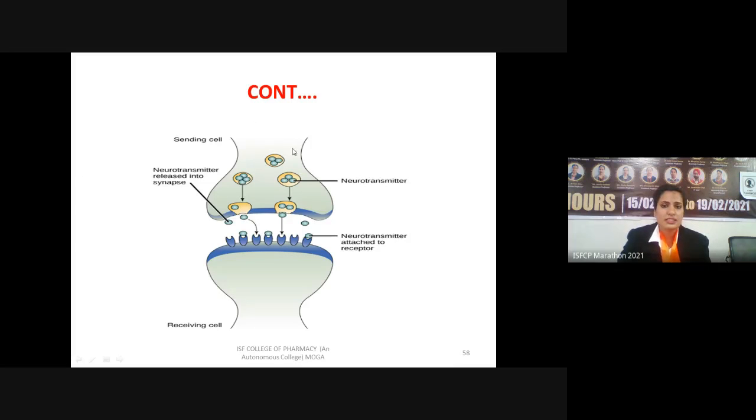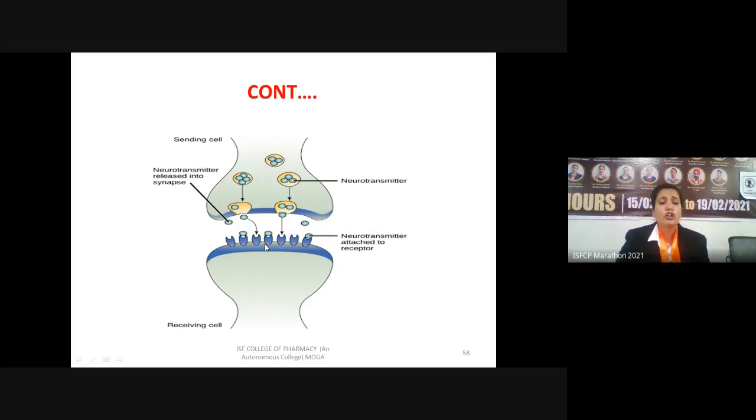So let's discuss it with the help of the structure. What is the synapse? The synapse is the gap between two neurons. The neuron present before the synapse is known as the presynaptic neuron, and the neuron present after the synapse is termed the postsynaptic neuron. In terms of cells, they are termed the sending cell, which sends the signals, and the receiving cell or target cell, which receives these signals.